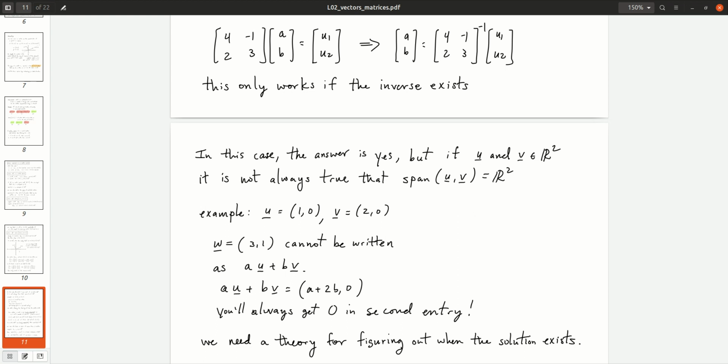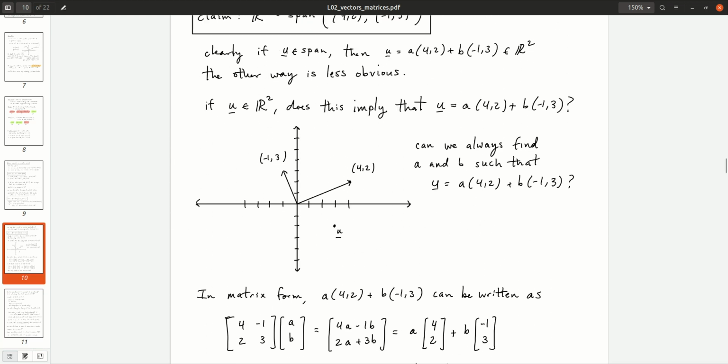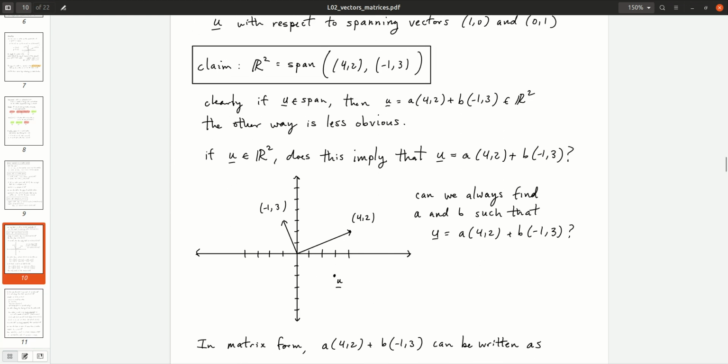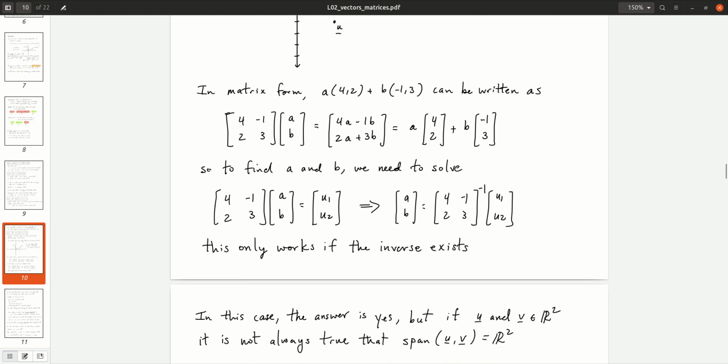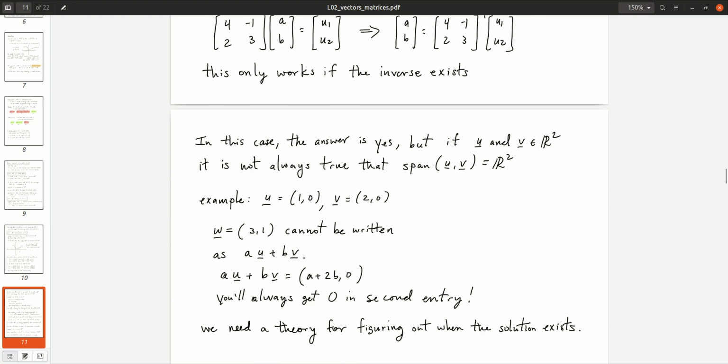But such a claim like this is not always true. It's not always going to be true that if you take any two vectors and take their span, it's going to be equal to R2. So let's just look at an example where that's not true to give you an idea of when this can happen.